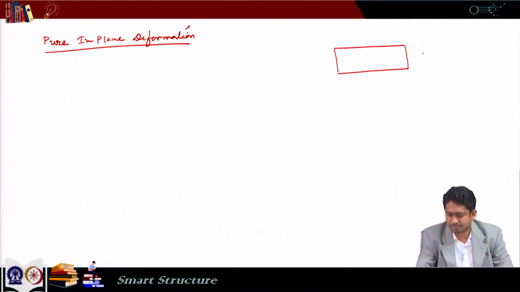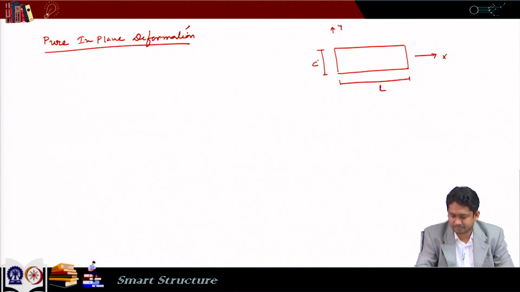Now, let us look into an example of pure in plane deformation. So, let us imagine that we have a composite laminate with piezoelectric patches, which looks like this when we view from top. So, this is our x direction, this is y direction. Along the x direction, the dimension is L, and along the y direction, the dimension is C. So, from here to here it is C by 2, from here to here it is C by 2.